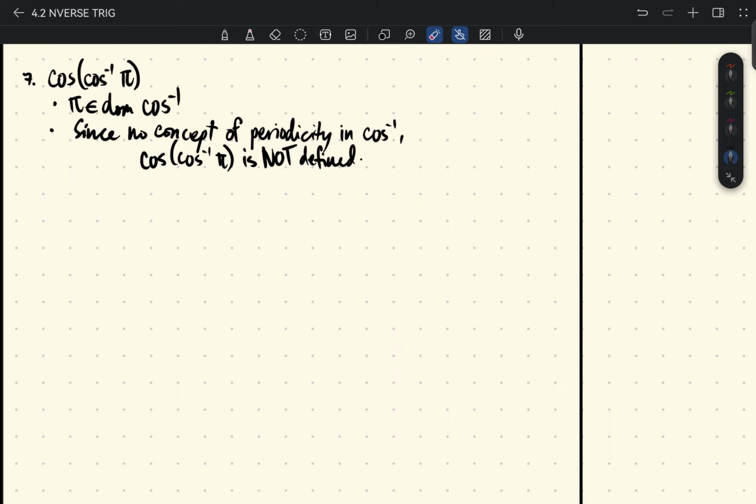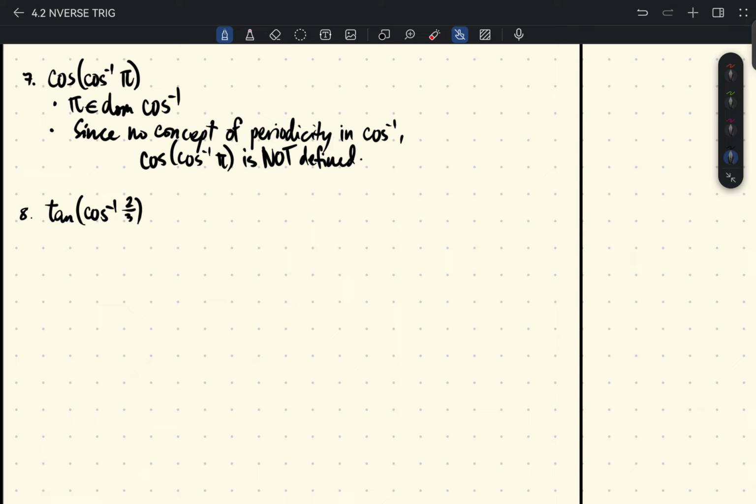Last set of examples. Let's consider this time compositions of trigonometric and inverse trigonometric functions that are not the inverse of each other. So for number 8, let's consider the tangent of cosine inverse of 2 over 3.